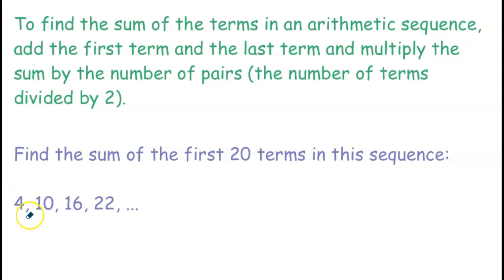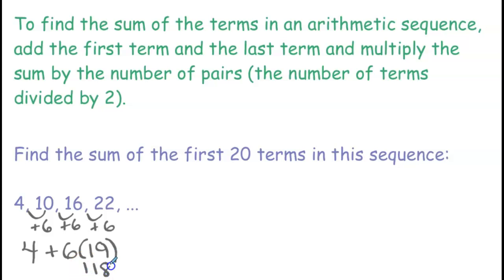So the first thing we're going to look for is what's the common difference. It looks like we're adding 6 each time. So notice, if we solve this like we've done before, we're going to start with the 4, and then we're going to add 6 a total of 19 times to get to that 20th term. When I do 6 times 19 and add the 4, we get 118. This means that the first term is 4 and the last term is 118.